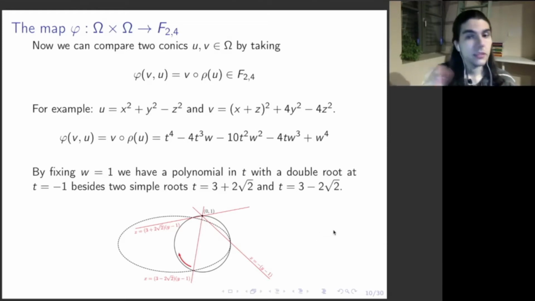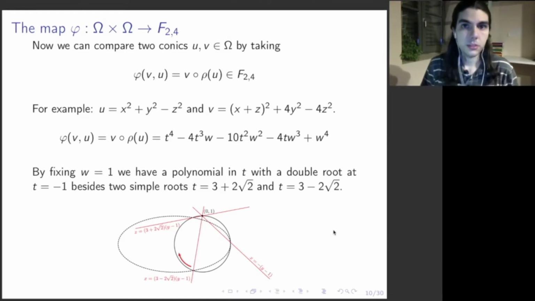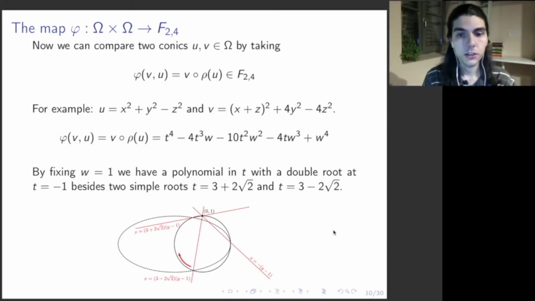So this is how this tool really works. We take two conics and it gives us a polynomial whose roots correspond, are in bijection with the intersections of the two conics.